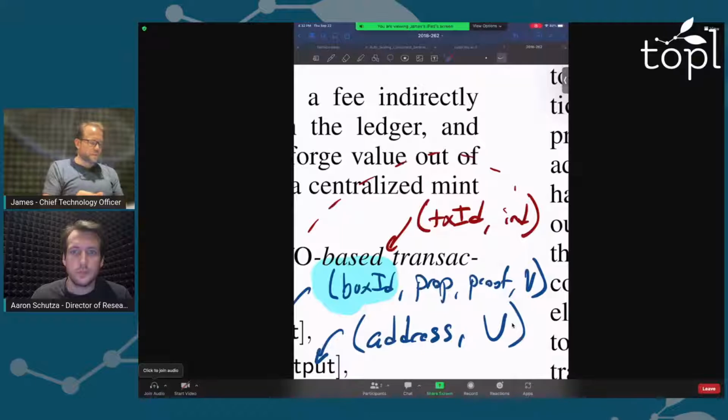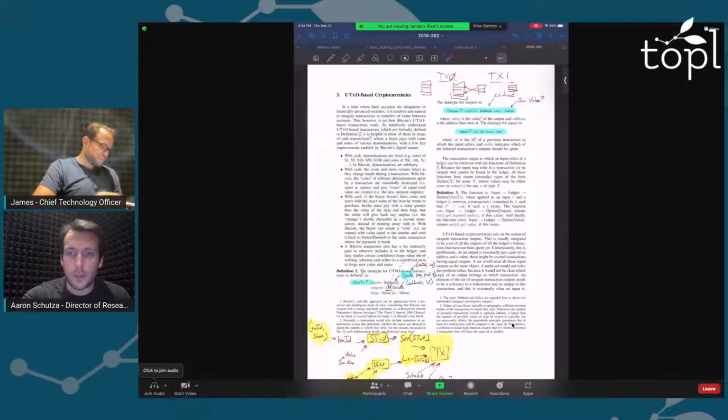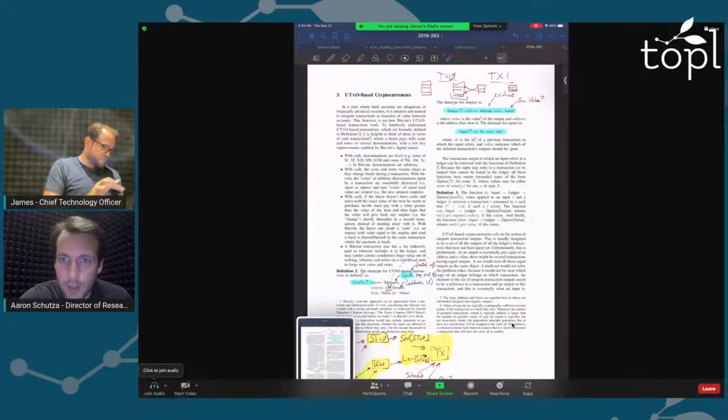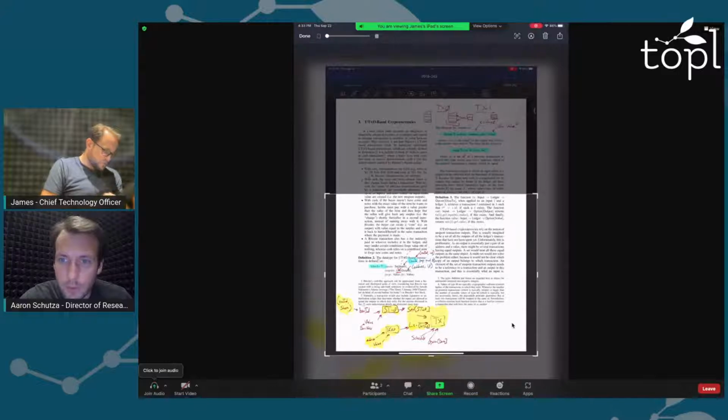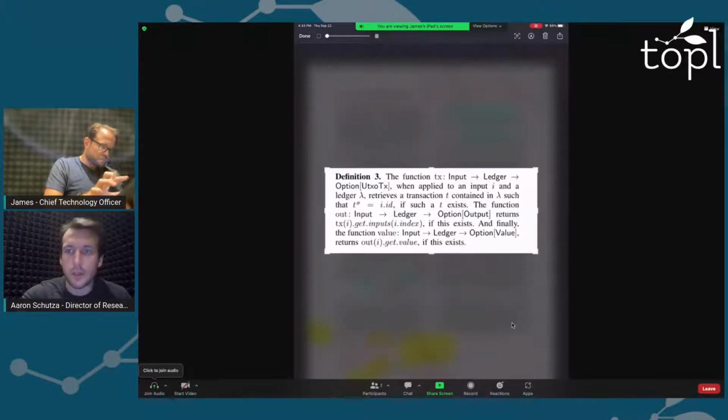So yeah, last part. Every system in general has to deal with something like this: the code part, the authorization part, the consumption part. But it is neglected for the remainder of the paper. So in definition 3, we have a function that takes the function input ledger option. So it's a function that returns a transaction from the ledger. And I think they use that in one of their procedures for calculating the balance of a given UTXO address, or an address in the UTXO system.